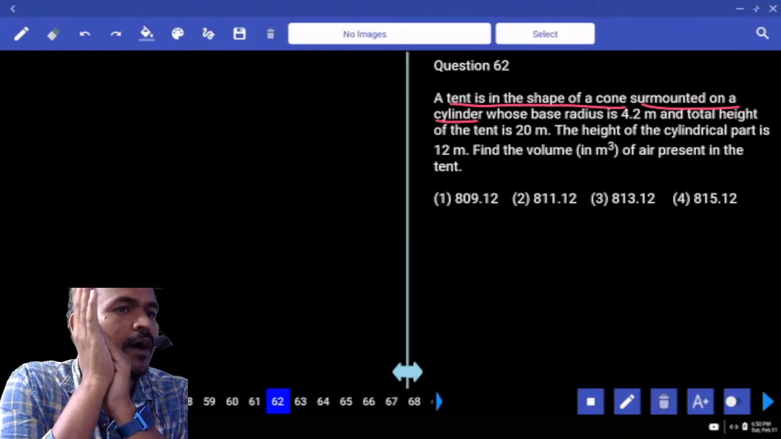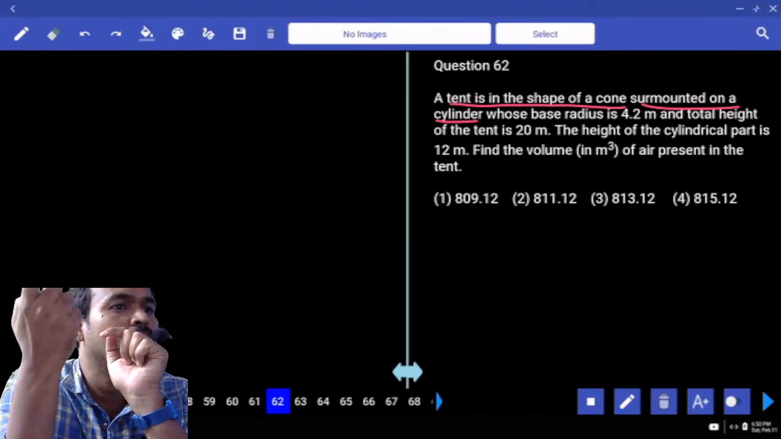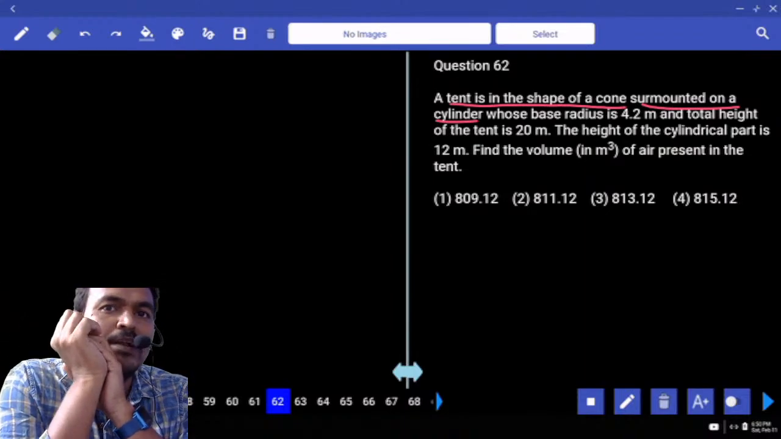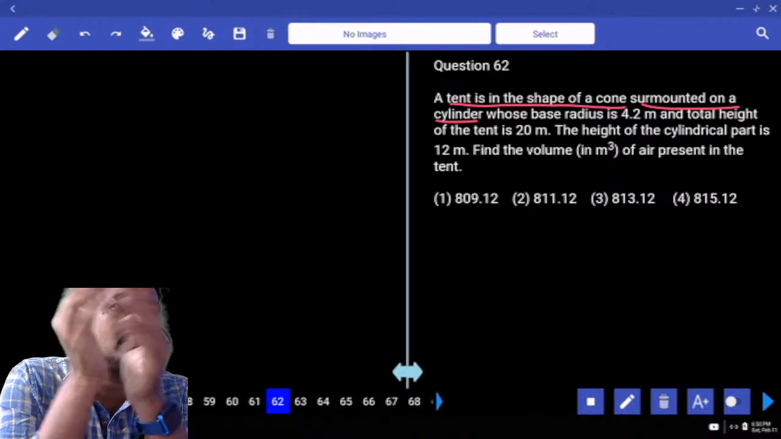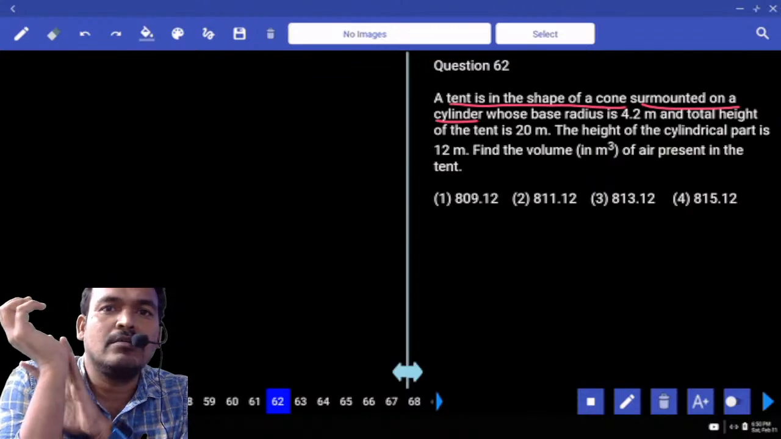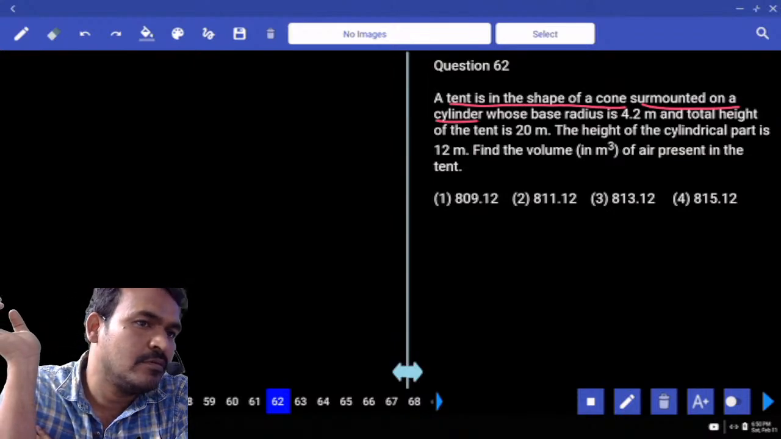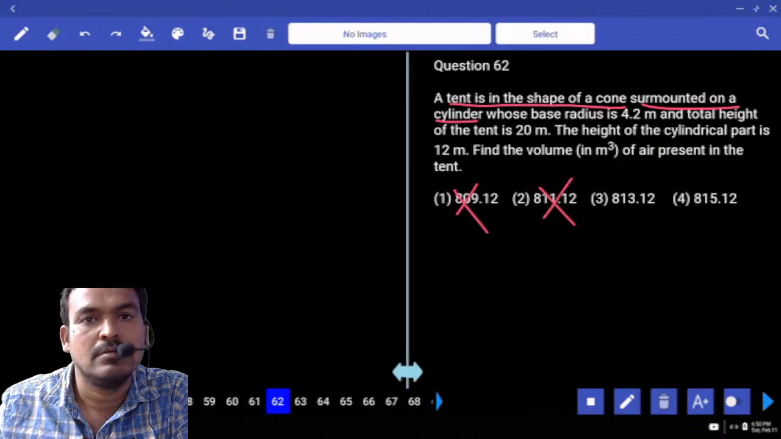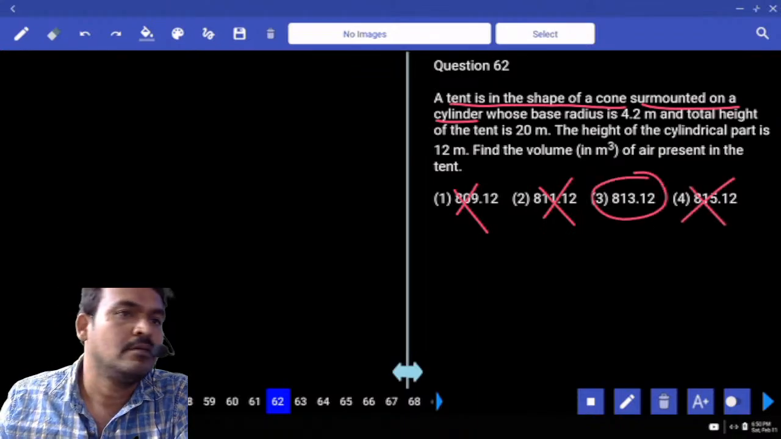Okay, we require the volume of the total, means volume of a cone plus volume of a cylinder. Volume of a cone means 11 multiple. Volume of a cylinder means 11 multiple. Individually 11 multiple means together also 11 multiple. First verify the 11 multiple. First option, 11 multiple? No. Second option, no. Third option, yes. Fourth option, no. Then the answer is the third one.